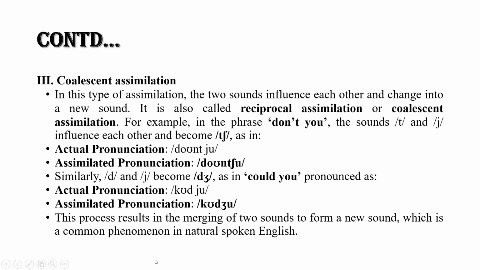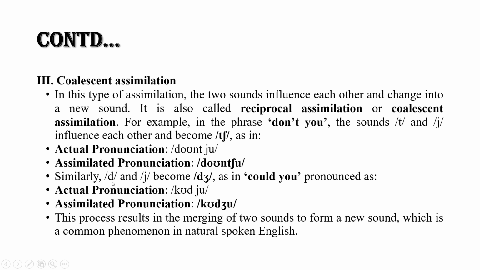You can see the example here in the phrase "don't you". The final sound of "don't" is t, and the initial sound of "you" is y. The t and y influence each other and change into a new sound, that is ch. So the actual pronunciation is "don't you", but the assimilated pronunciation of this phrase is "don'chu". The t and y influence each other, then they change into a new sound, that is the ch sound. So this is called coalescent assimilation.